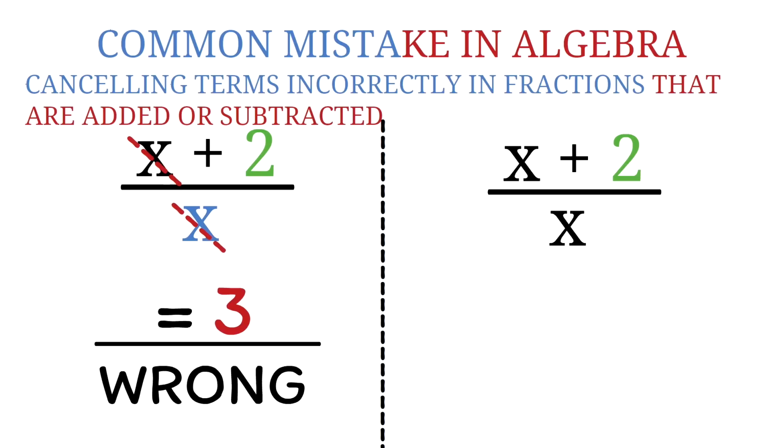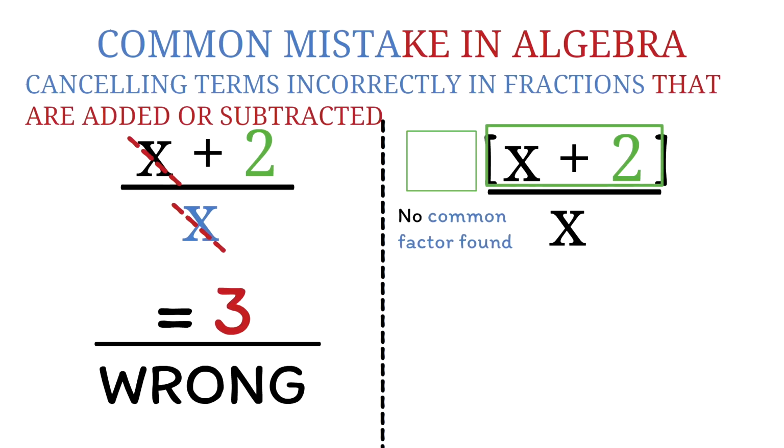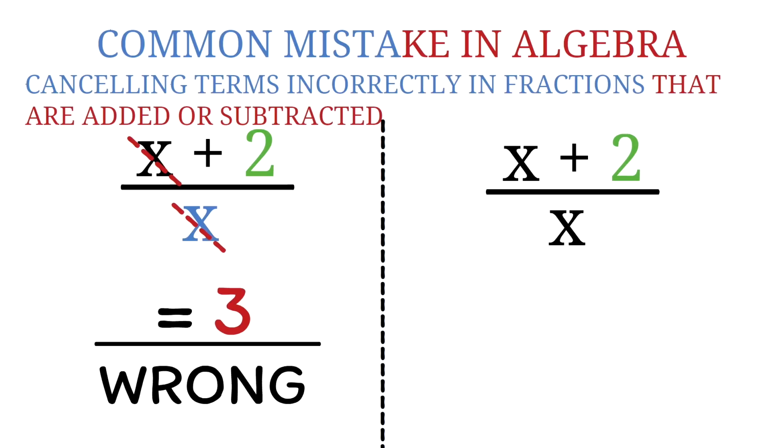So, let's first check if the numerator can be factored to see if there is a common factor with the denominator. Now we see that the expression x plus 2 cannot be factored. So there is no common factor with the denominator x. Now, since we cannot factor the numerator, let's split the fraction as x over x plus 2 over x. Notice that each term in the numerator now has the same denominator, x.